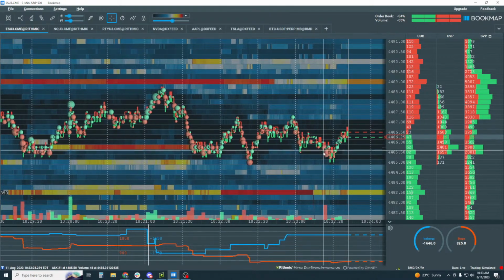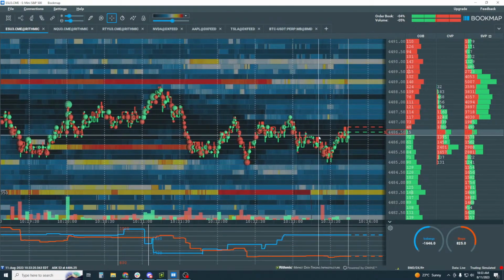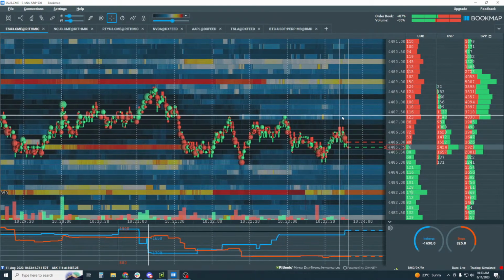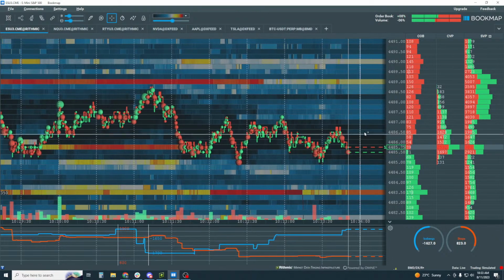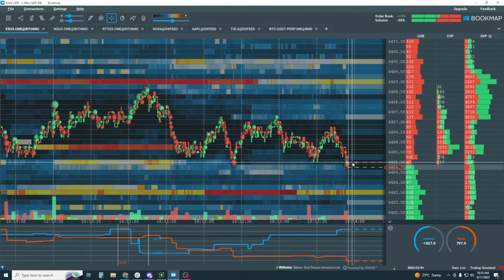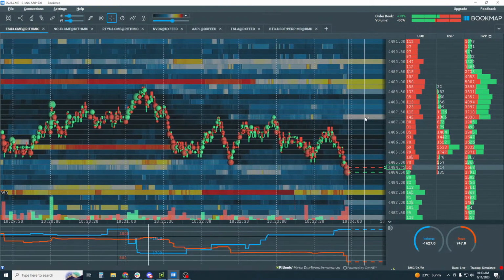Now, what did we not have in here? We had the sellers coming in. We had some exhaustion here, but we didn't have the order book on our side. Okay, we want to see that skew in the order book here. Here we go again. Okay, there's our exhaustion. I like it. Let's see. There's our order book skew.